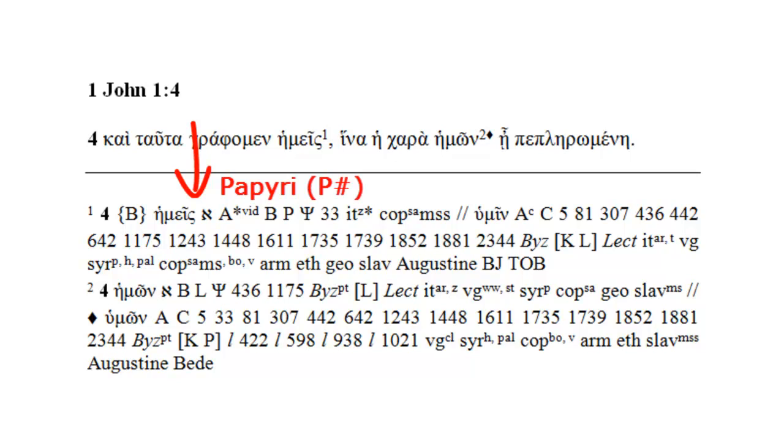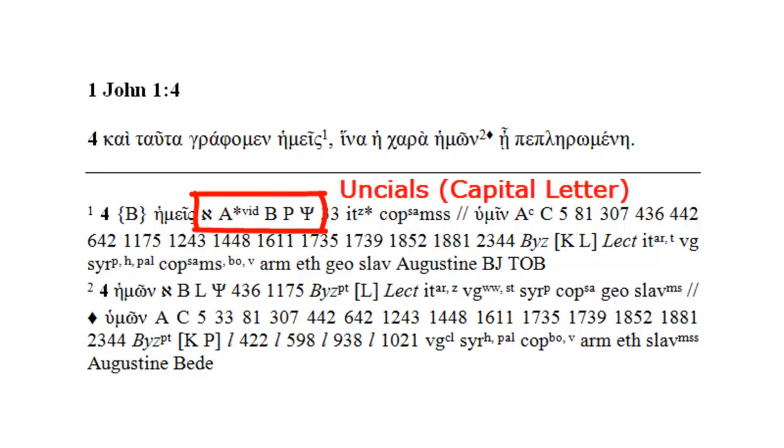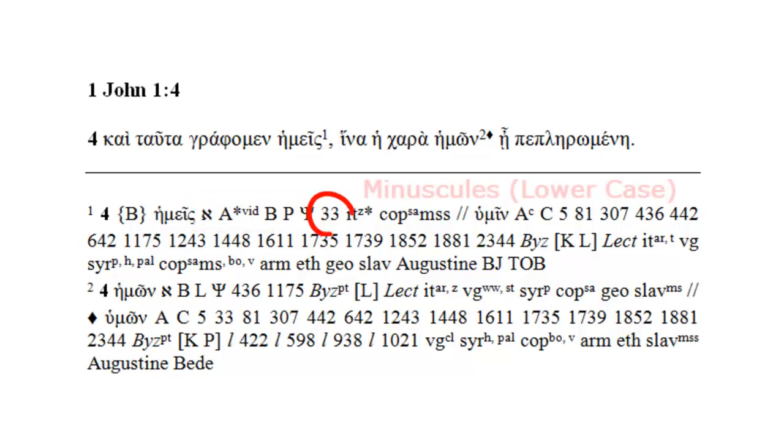We don't see any here, so they move on to capital letter manuscripts, going from this Hebrew letter aleph all the way to the capital Psi. These are capital letter manuscripts. These are called uncials. Then we'll go to lowercase manuscripts called minuscules. The 33 is a lowercase manuscript. If you have a number and it doesn't begin with a 0, then it's a lowercase manuscript.